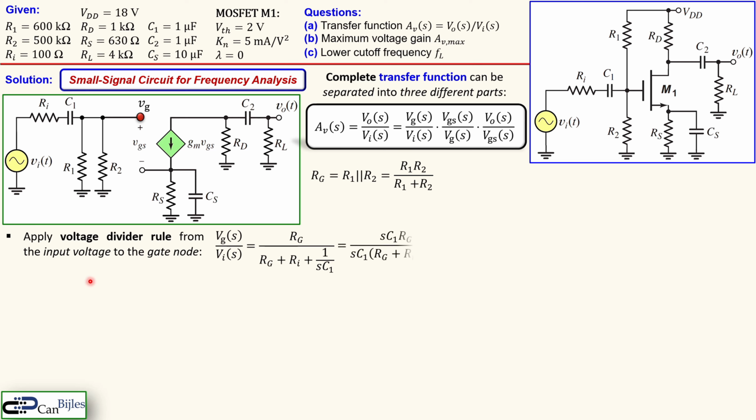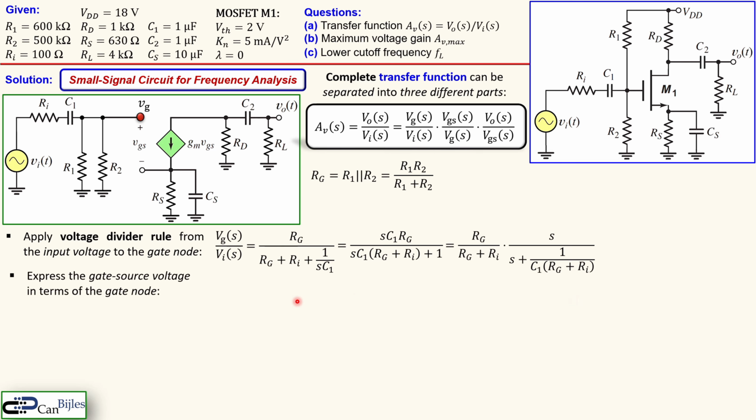Now we can write this in a more convenient way. Multiply the numerator and denominator by sC1. That's shown here. And we can also take RG out of this part, and also RG and RI. So we get a fraction which is just a constant. We also divide by C1, the numerator and also the denominator. So you get this part where you see here the zero at the origin, and there is a pole at 1 over C1 times the sum of RG and RI.